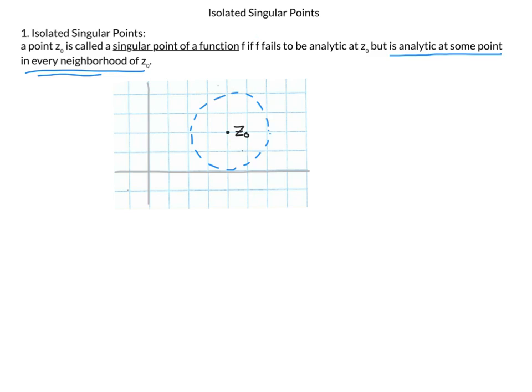So the function f may go crazy at z0. So all over the place near z0, the function may fail to be analytic, but there's going to be at least one point, no matter how small the neighborhood you make it. So there's going to be some other point to z0 that is analytic. No matter how closely you look at z0, you will be able to find another point that is analytic.